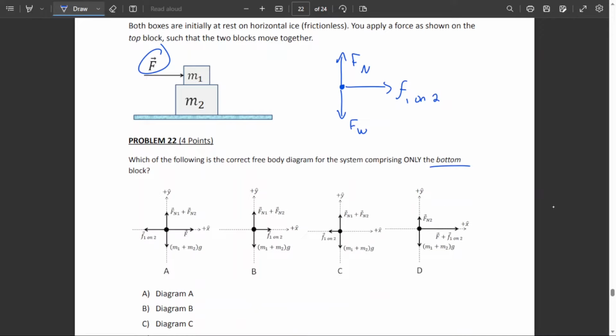Now we go to our answers. We can reject A and D because they both include F as acting on box 2. So the answer is B. C is wrong because the friction is moving box 2 to the right, not to the left.